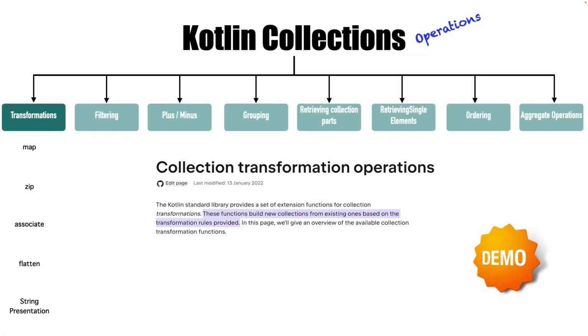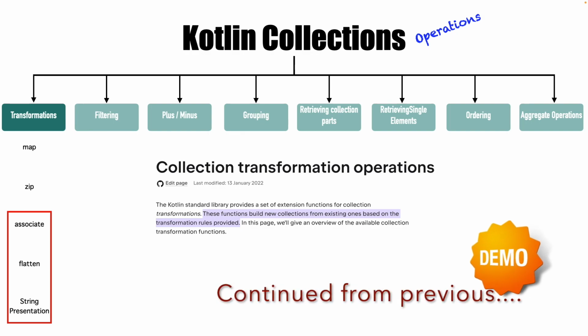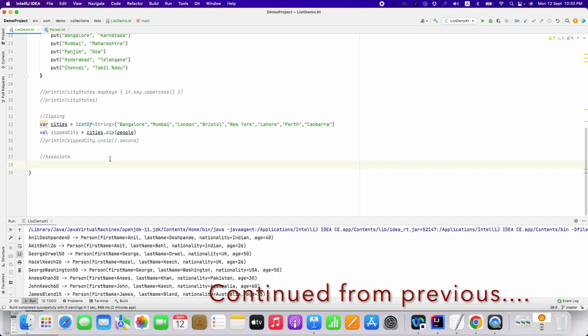In the previous video, we have seen how map and zip functions work in transformations. And in this video, we will continue with the remaining ones, that is associate, flatten, and string presentation. So let's get into a demo. The next part is associate function.